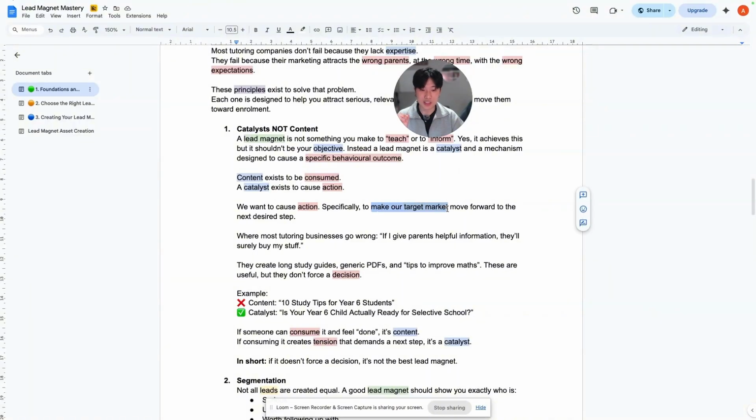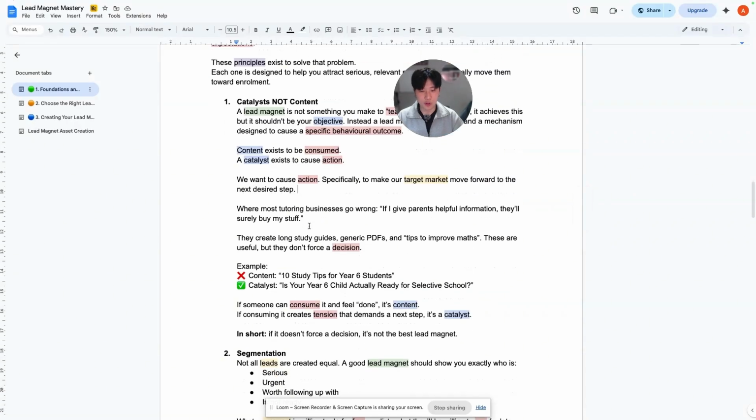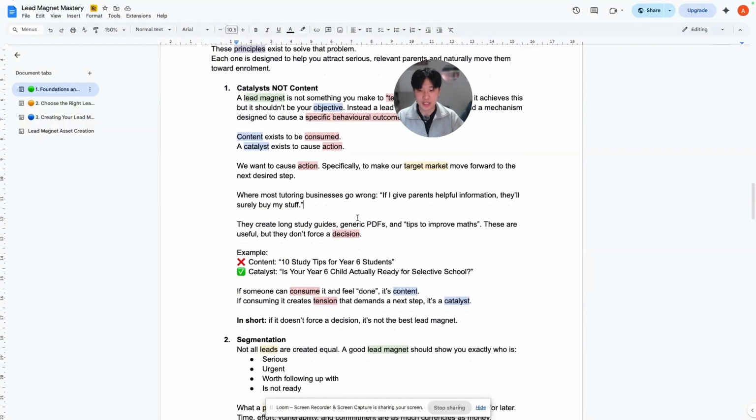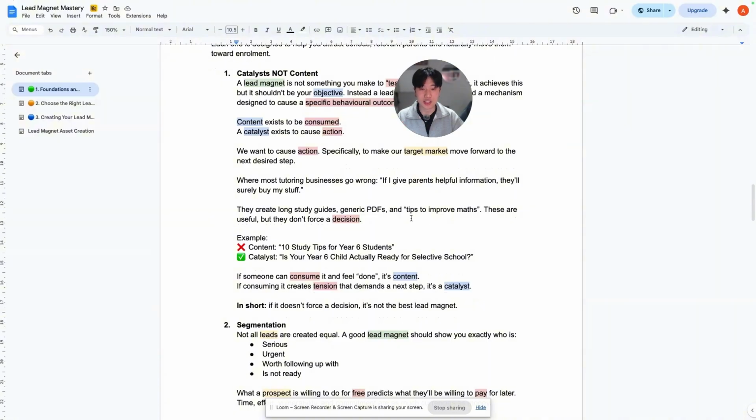Specifically, we want to make our target market move forward to the next desired step, which is often to book a call. Now, where most tutoring businesses go wrong is they think if I give parents a boatload of helpful information, they'll surely buy my stuff. They create long study guides, generic PDFs, and tips to improve at maths. They're useful, but they don't necessarily force a decision or outline a next step.